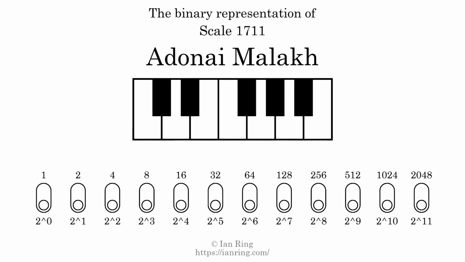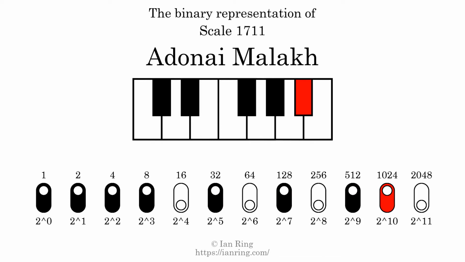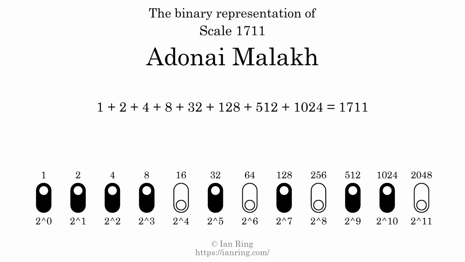The binary representation of this scale is determined by mapping tones of the scale to binary digits. Each binary digit represents a power of 2. To get the scale number, we add the powers of 2 together. The powers of 2 that are present in the scale, all added together, equals 1711. That is why the scale number, in decimal, is 1711.